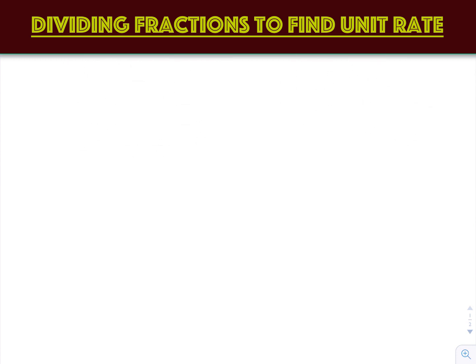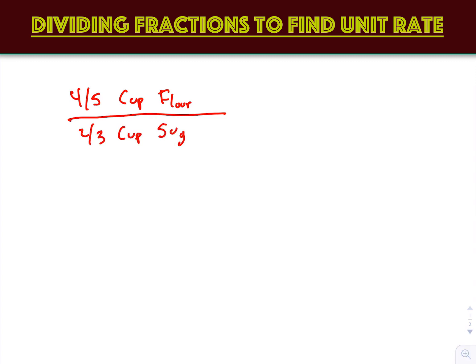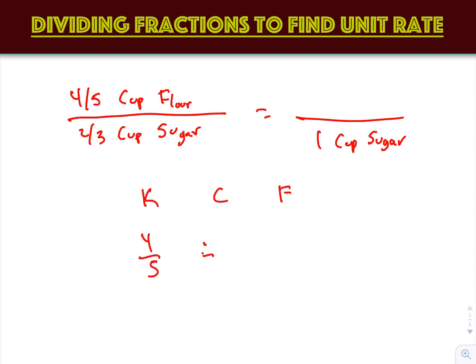To do one more example, you might say 4/5 cup of flour per 2/3 cup of sugar. Use sugar again. To find the unit rate per 1 cup of sugar, I'm going to divide. Again, we're going to keep, change, flip. 4/5 divided by 2/3 is the same as 4/5 times 3/2, 2/3's reciprocal.